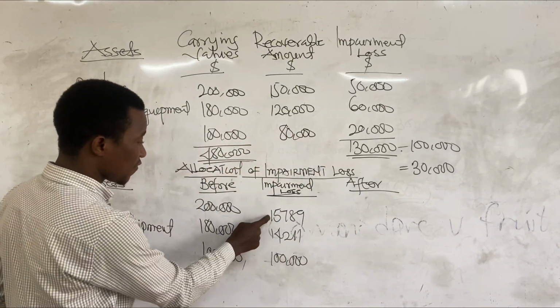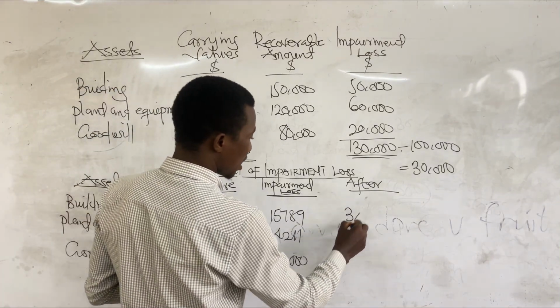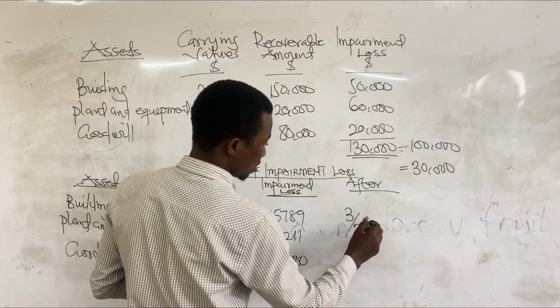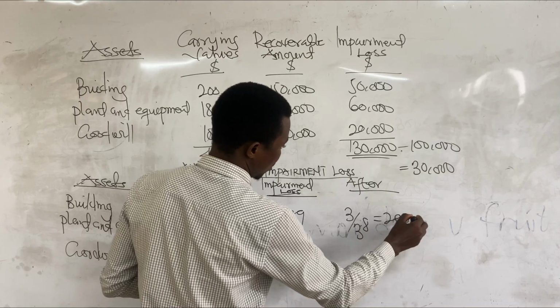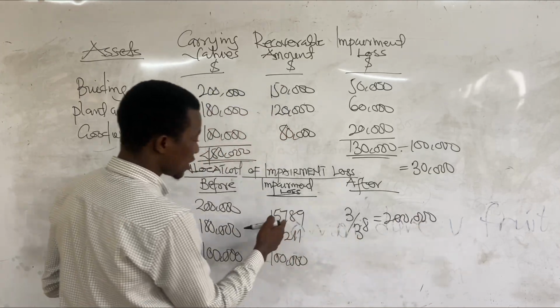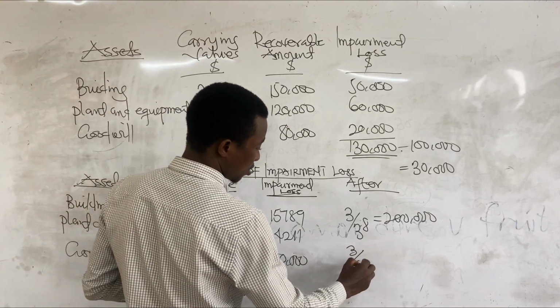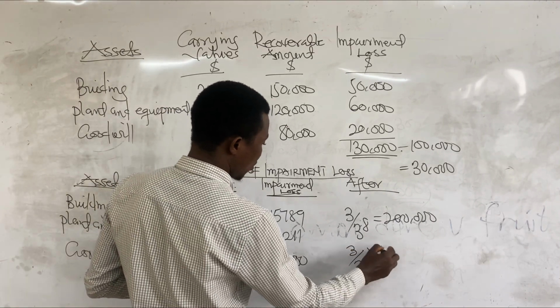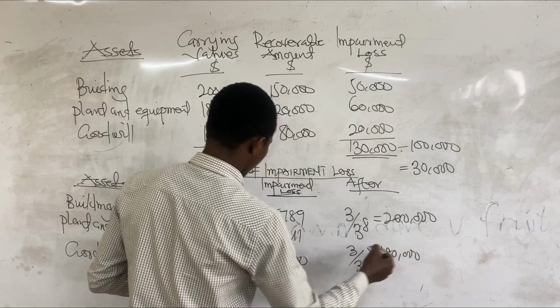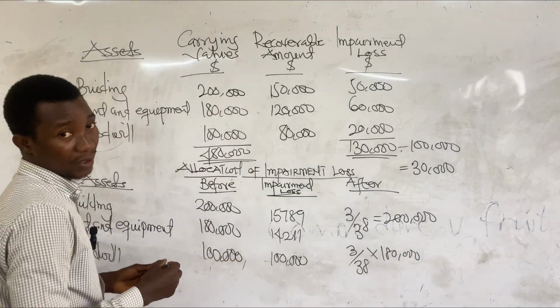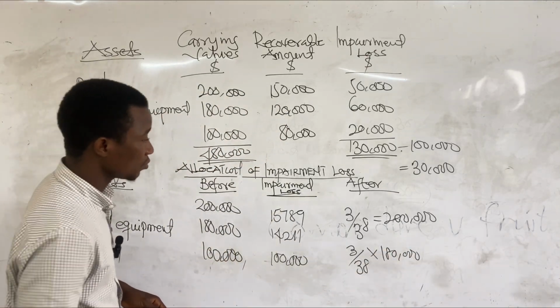I said to get this value, we do 3 out of the 38 multiplied by the 200,000. That is to get this value. And to get this value, we still do the fraction multiplied by the 180,000. This is what we've done. Is that okay? Very good.